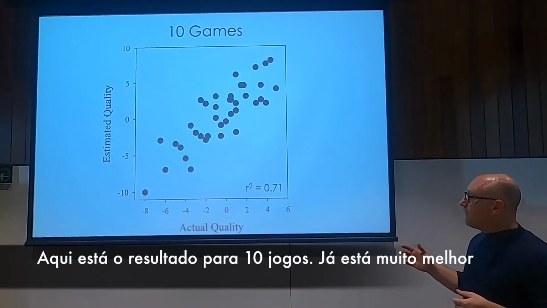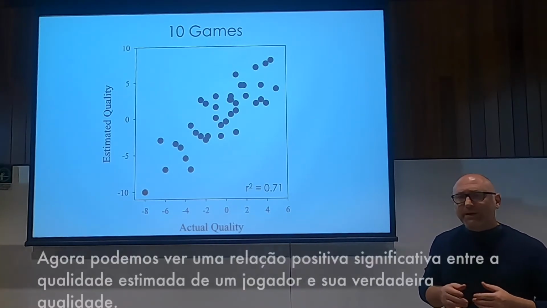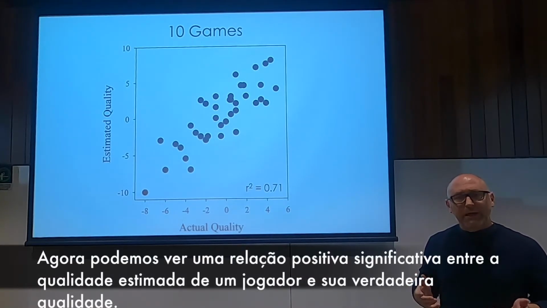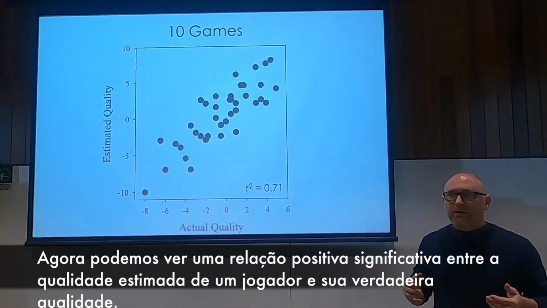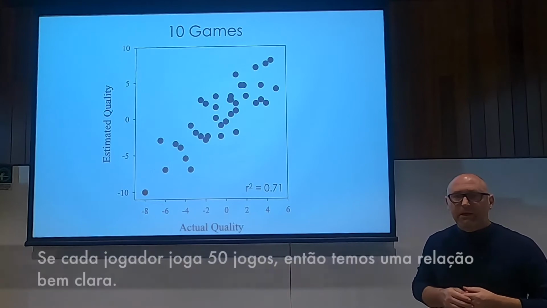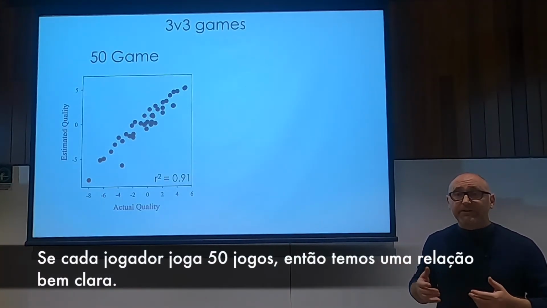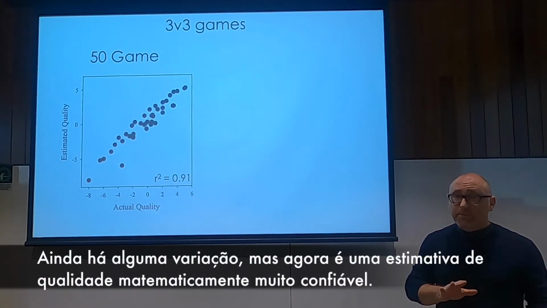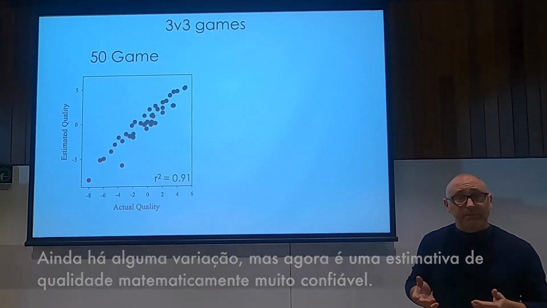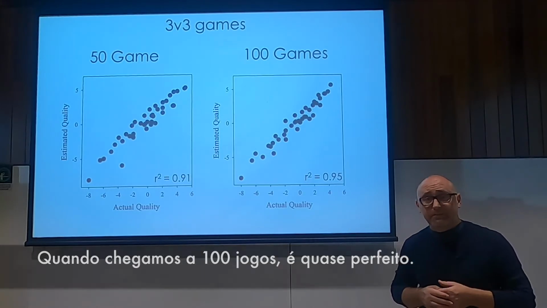Here's the result for 10 games. It is already much better. We can now see a positive relationship between a player's actual quality and their estimated quality. If each player plays 50 games, then we get a very tight relationship indeed. There is still some variation, but it is now a mathematically very reliable estimate of quality. When we get to 100 games, then it is close to perfect.